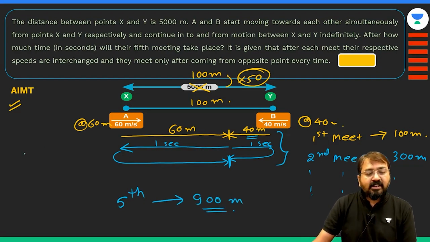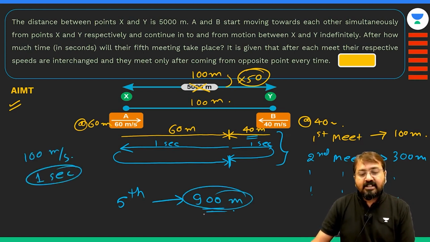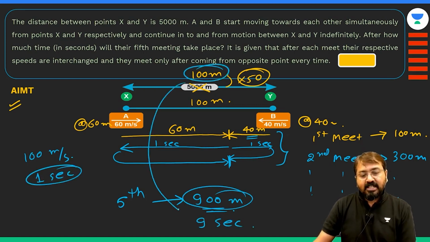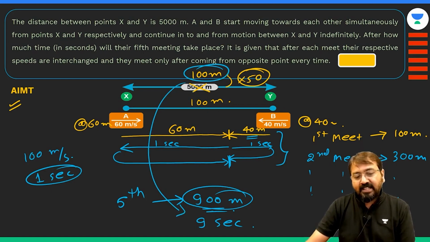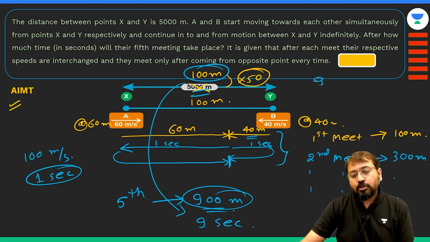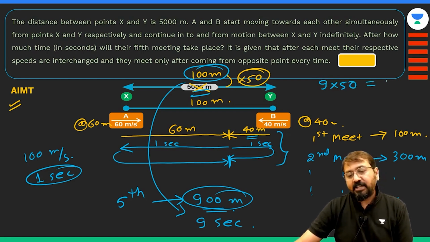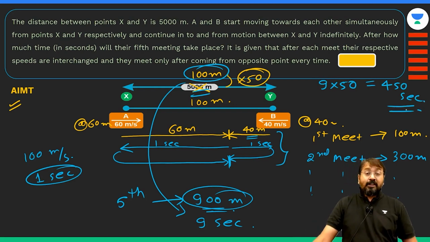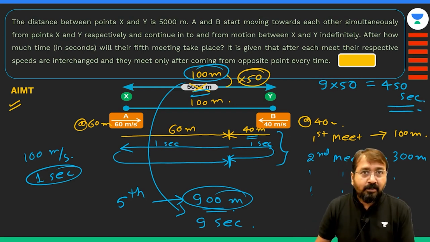we can easily make out the relative speed is 100 meter per second. So it will take just 1 second for them to cover 100 meter. So for 900 meter, it will take 9 seconds. So had the racetrack been of 100 meter, it would have taken 9 seconds, but since it is of 5000 meter, the time will also increase. So multiply 9 by 50, the multiplying factor will be 50, and it becomes 450 seconds. That's your answer. So I really hope you have understood this problem as well.